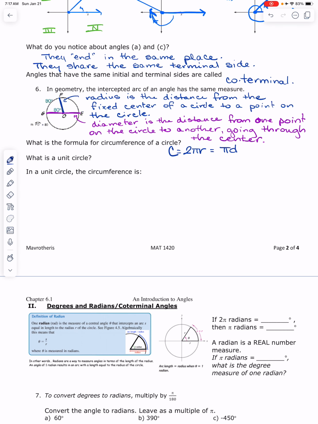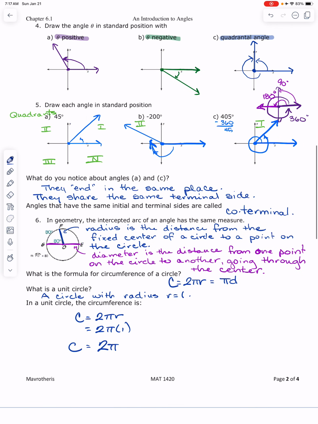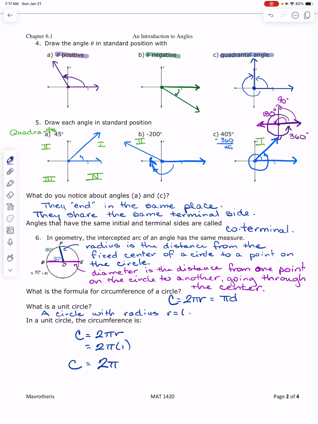Okay. A unit circle is a circle with radius, and we always use r for radius, r equal 1. So when we talk about a unit circle, the circumference, which is 2 pi r, we just said that r was 1. So the circumference of a unit circle is 2 pi. We are going to use that fact as we convert from degrees to radians on the next page.